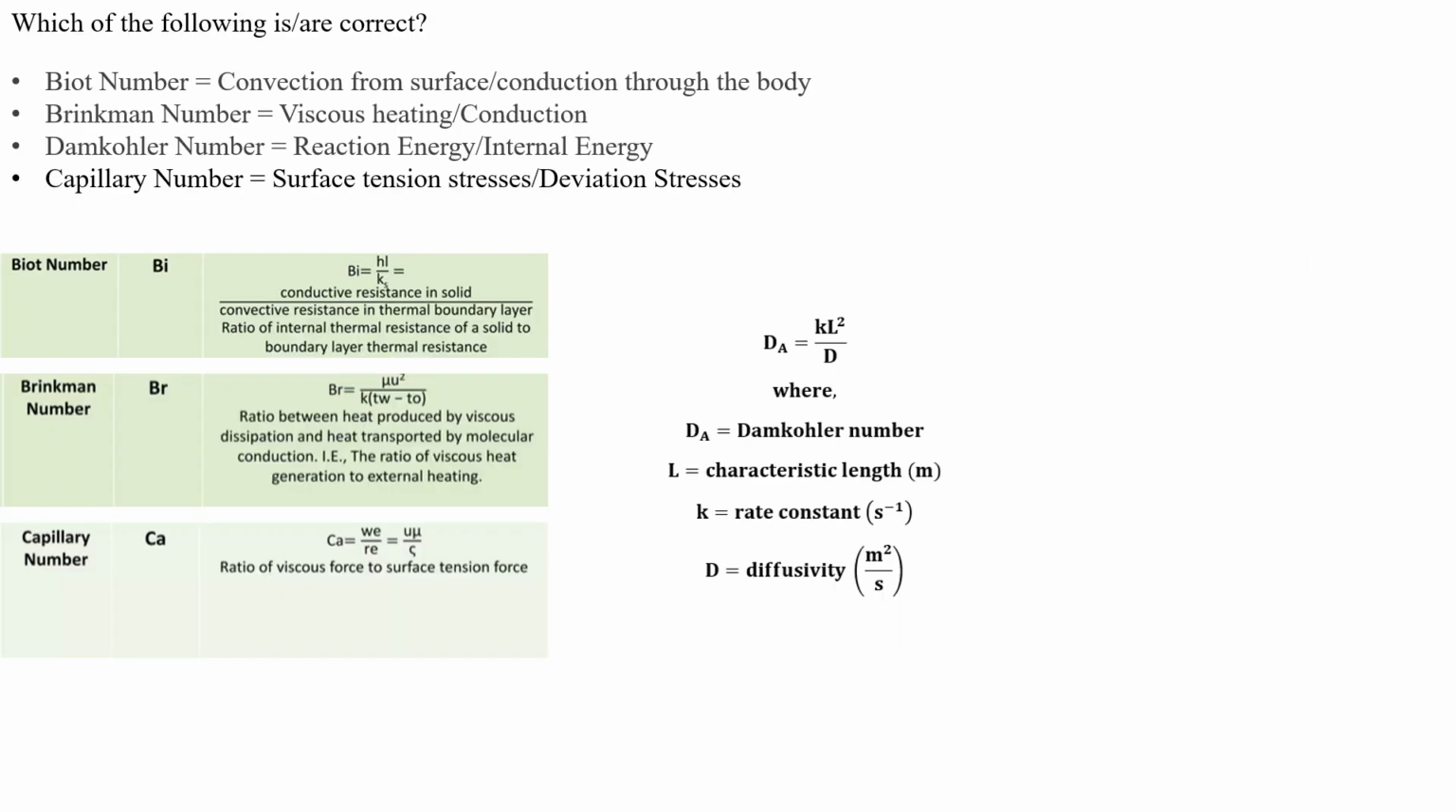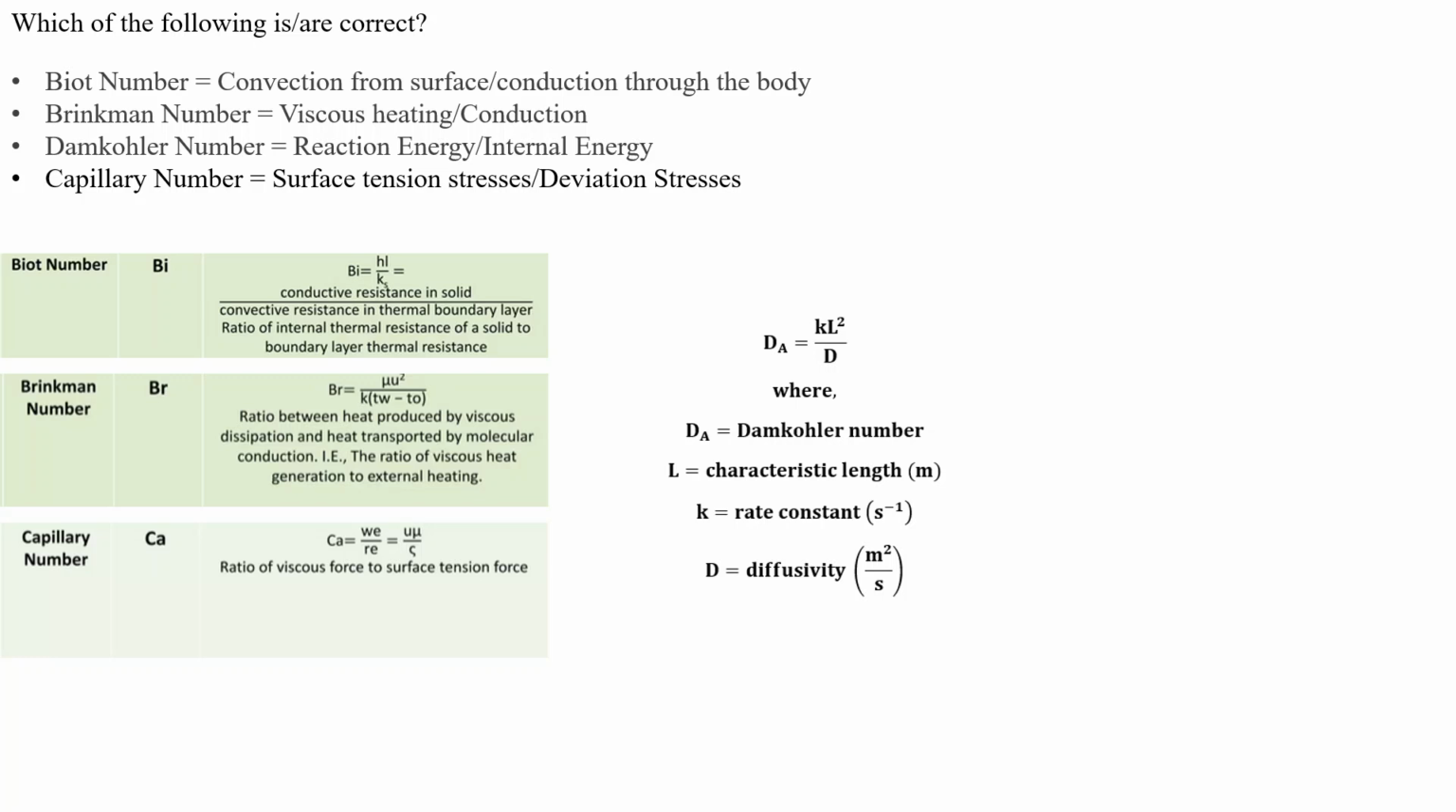The first question which we have is which of the following is or are correct? We have been given four definitions here. First, we have the Biot number's definition, then Brinkman number, Dam-Kohler number, and the capillary number. Here I have given the definitions for each of these numbers, and we can go through them and learn about them, and then we can choose which one of these is the correct answer.